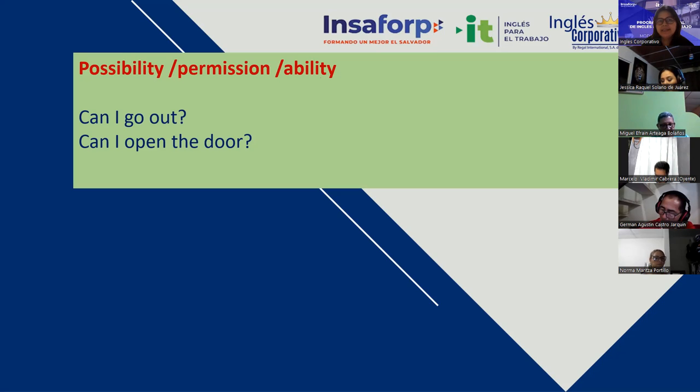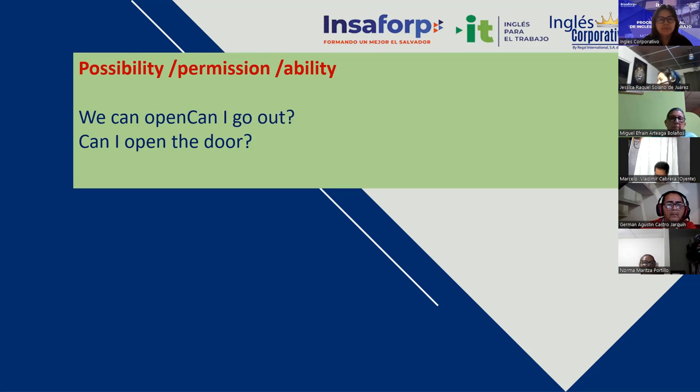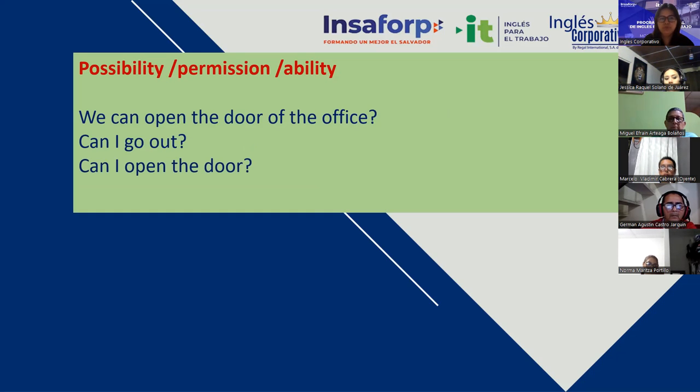For example, possibility is if I say, we can open the door of the office, right? Is it possible to open the door from the office? Yes, but also I have permission to open the door from the office. See? What is possible for you?